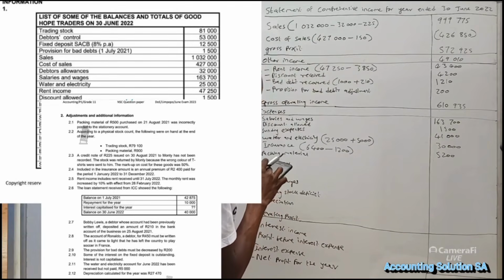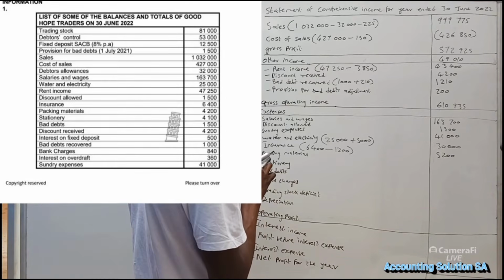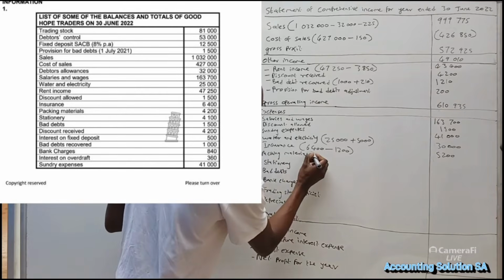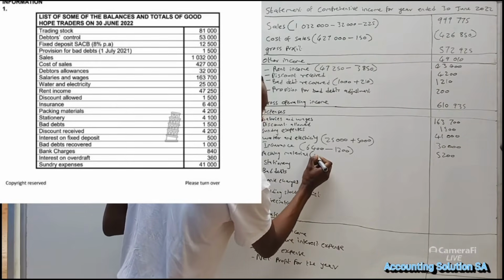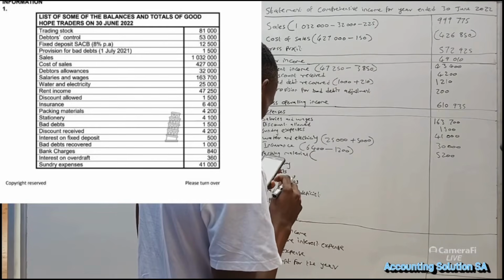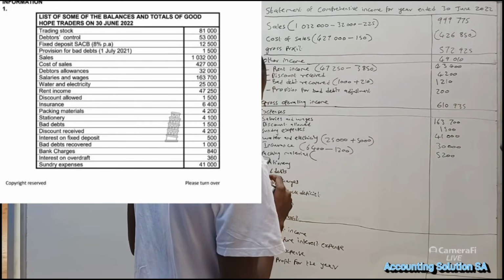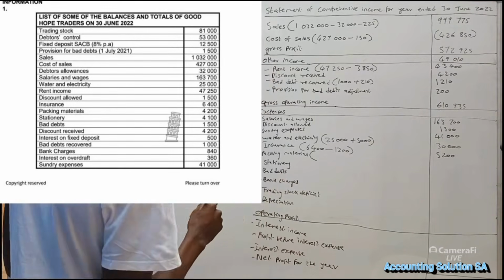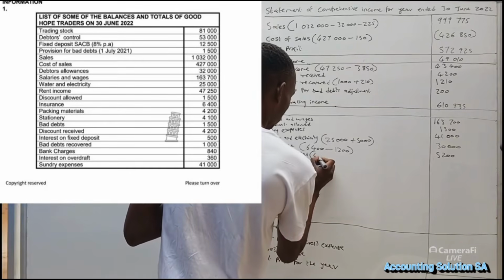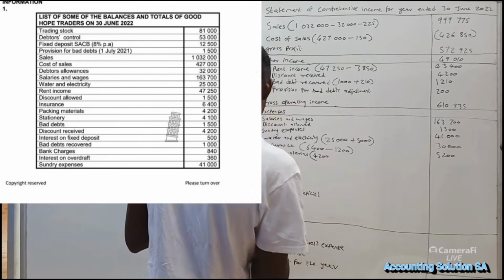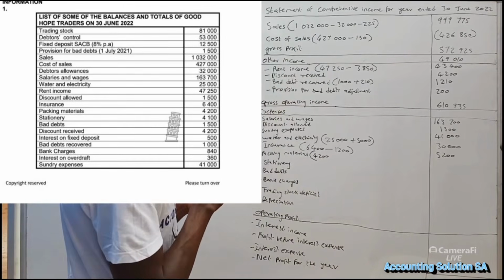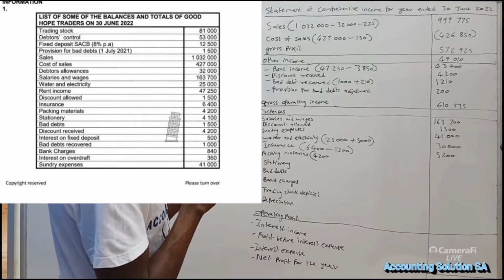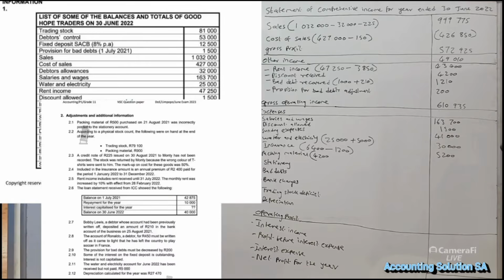The following transaction is packing material. Okay, packing material, we have an adjustment, which means that we have to open a bracket. Then the first one, we have a packing material of 4,200. Where did we get this 4,200? Okay, let's go to our trial balance. Packing material is 4,200 on our trial balance.